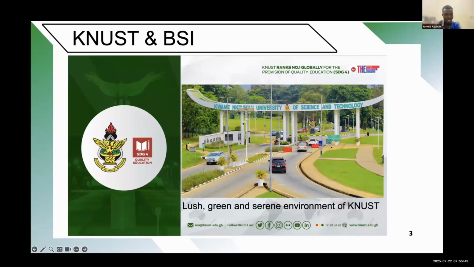So this work was carried out in KNUST, and KNUST is really excited to be at BSI this year. KNUST has a very lush, green and serene environment, and recently we were ranked number one in the global provision of quality education by Times Higher Education.